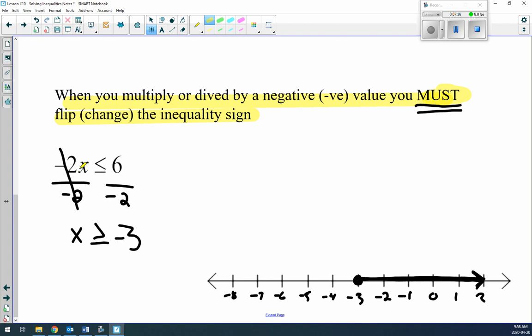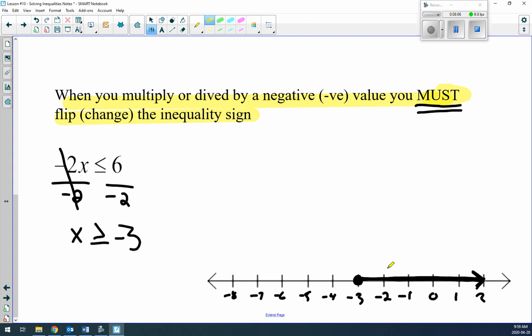So let's look at the example here. -2x is less than or equal to 6. So we divide both sides by -2. So we end up with x is, now it would normally be less than or equal to -3, but the rule is you've got to flip the sign. So now it's x is greater than or equal to -3. So when you multiply or divide by a negative, the inequality switches. Okay, so then we do our number line here. We have a closed circle at -3, and it's everything to the right.